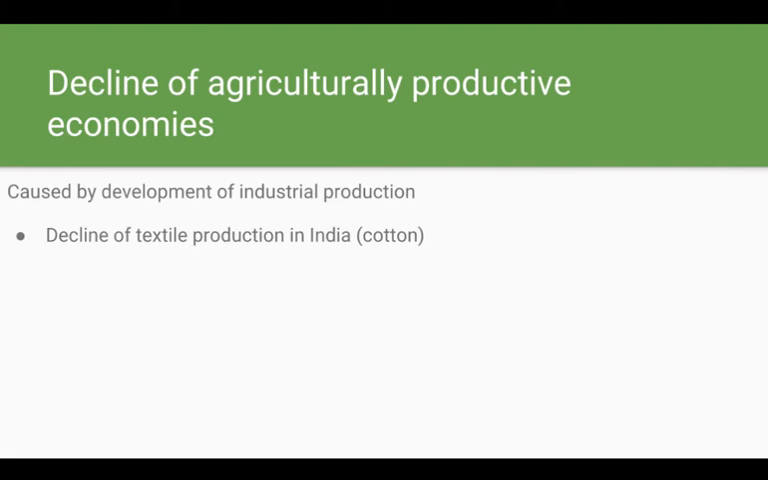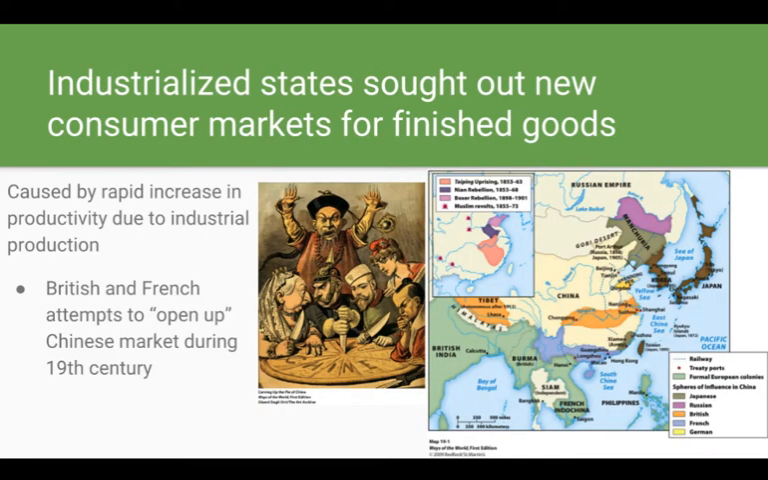Because of industrial production, agricultural economies are going to decline. India, for instance, as we saw in an earlier unit and region, had been producing cotton for a long time, and British industrial production is going to overtake them. The British essentially can produce more at a cheaper rate, and so India's economy is transformed in this way.